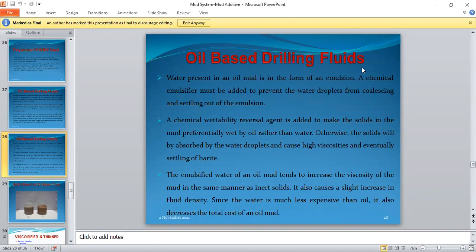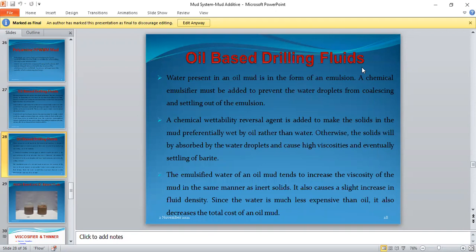A chemical called an emulsifier must be added to prevent the droplets from coalescing and settling out. I explained earlier, emulsifier must be added. Emulsifier is a chemical with a polar end and a non-polar end. The polar end of the emulsifier will connect itself to water, while the non-polar end will connect itself to the oil, thus bringing oil and water together. Even if you don't do anything, the water will not separate from the oil.